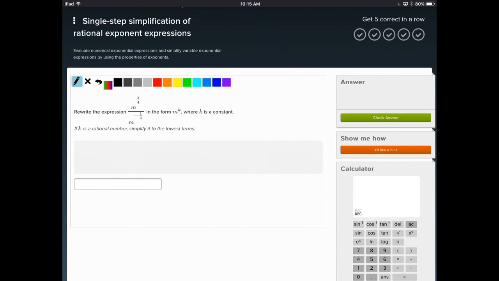So typically when you're dealing with these single step simplification of rational exponent expressions, you have to remember that these are designed to be single step. So the solution is generally a lot easier than you might realize. Remembering back to our exponent rules, when you've got the same bases with different exponents, in a division problem, you subtract the exponents. In a multiplication problem, you add the exponents. And if you look carefully, that's exactly what this problem is.